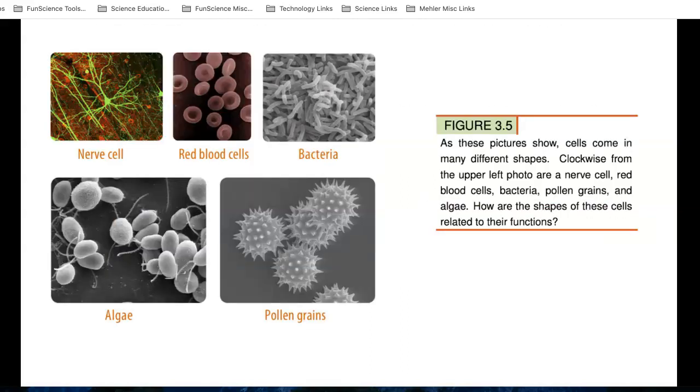Cells come in wildly different shapes and sizes. Take a look at these. This is a nerve cell. These are blood cells. This is an electron shot of bacteria. Here are algae, and here are pollen grains. So look how different they are. And the shape of a cell is tied to its function. For example, this nerve cell needs to carry electrical signals called impulses, and we'll talk about them in a chapter later on in the course. But the important thing for this page is all different types of cells are different shapes and sizes due to their function.